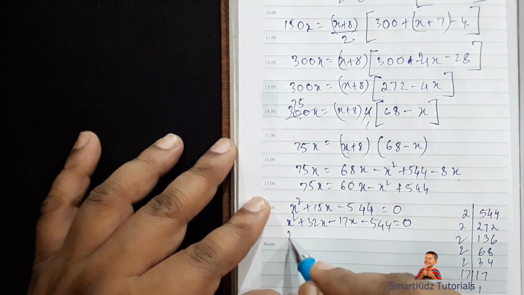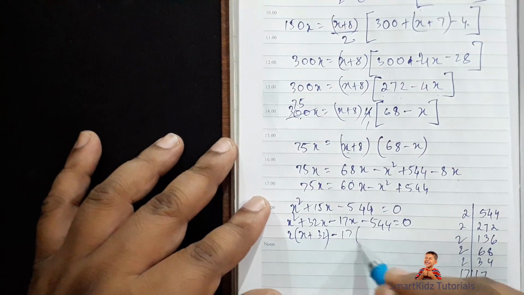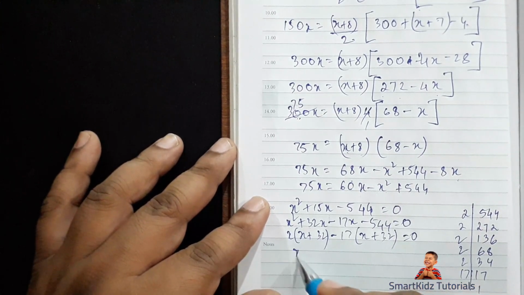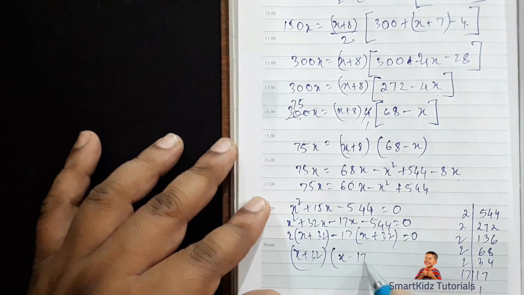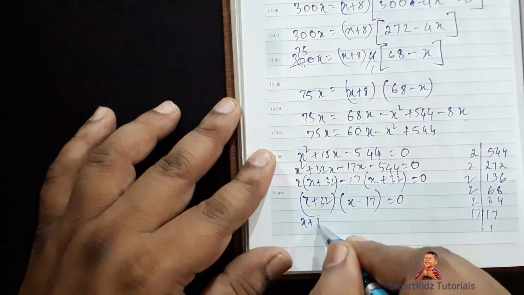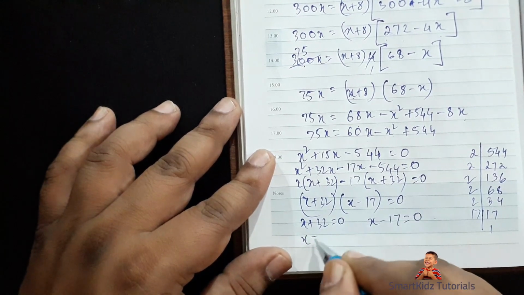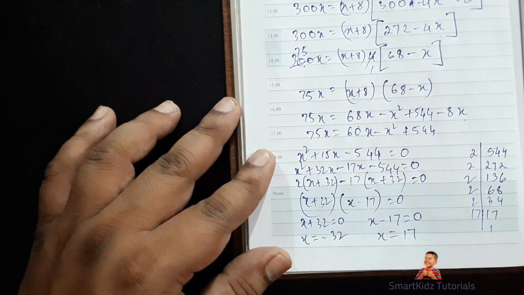We take x common here, we'll be left with x plus 32. We take minus 17 common here, we'll be left with x plus 32 equal to 0. x plus 32 into x minus 17 equal to 0. Okay, means x plus 32 equal to 0 or x minus 17 equal to 0. We get x equal to minus 32 and x equal to positive 17.